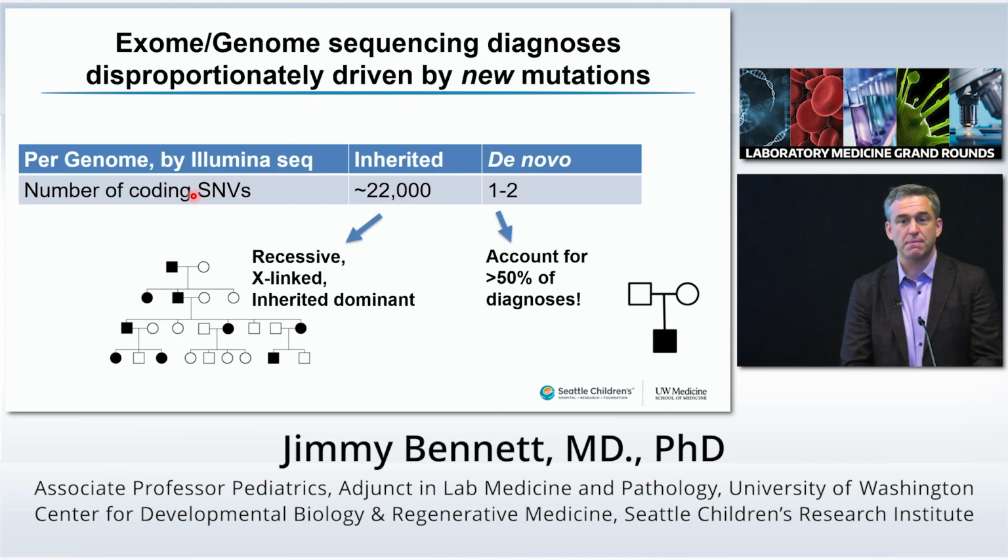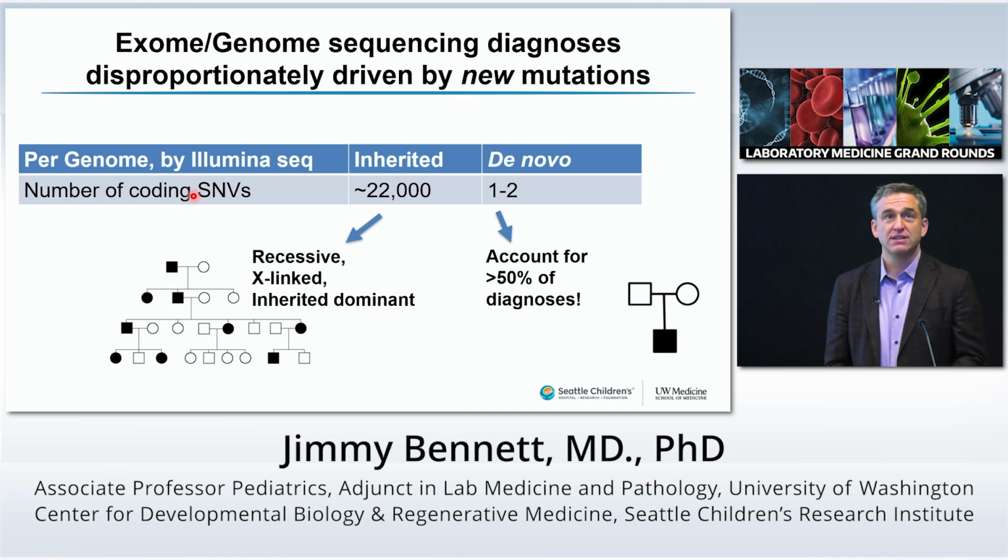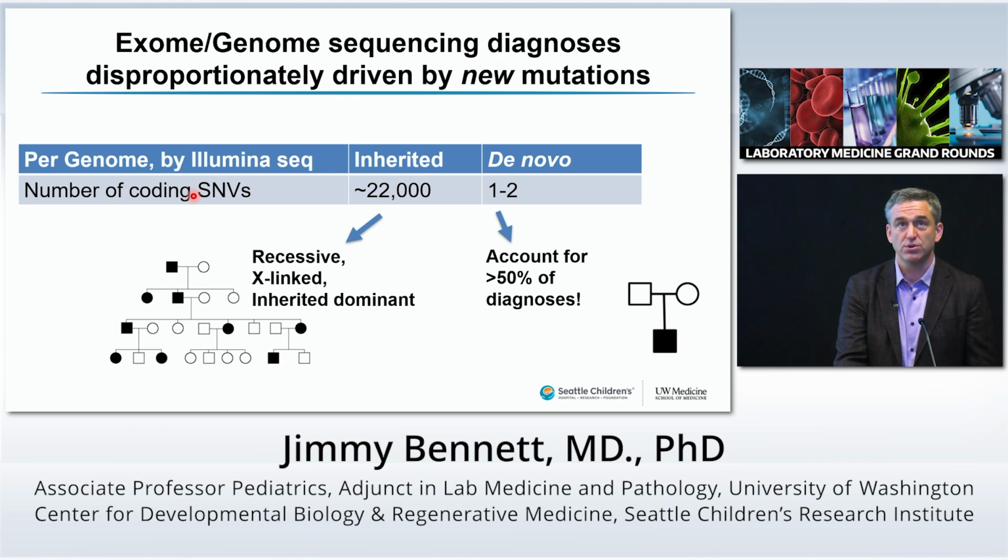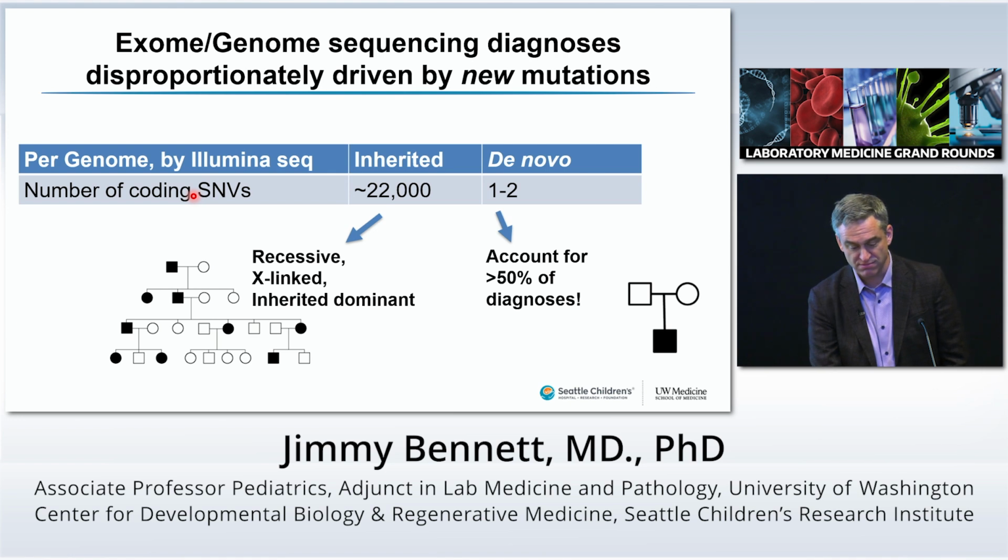And this is really driven by new mutations. I really want to make this point here. So these numbers show, via Illumina short-read sequencing, the number of coding single nucleotide variants, so in genes, that are inherited per genome, approximately 22,000, versus new ones that are not seen in mom or dad, which is about 1 to 2. And what I think is really interesting is that when you sort through all these variants, those 1 to 2 drive over 50% of diagnoses of rare pediatric diseases. The 22,000 you have to sort through to find recessive conditions or inherited autosomal dominant or X-linked conditions. So these new mutations really do have a huge impact on clinical diagnostics.